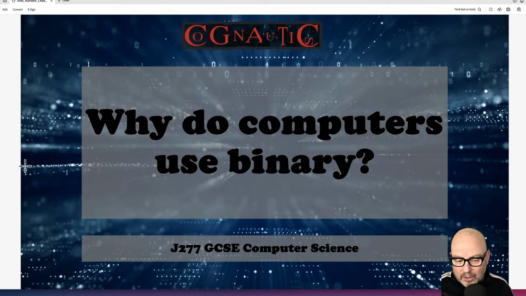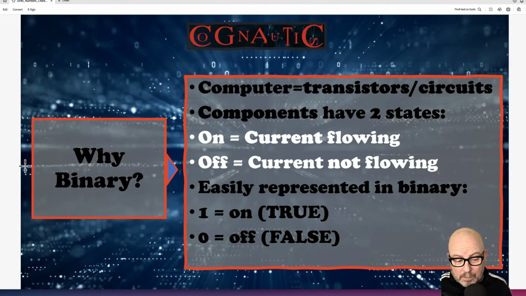Right, starters. Why do computers use binary? They love this at the start of an exam. So we've got 18 on now. Do say hello. Why do computers use binary?